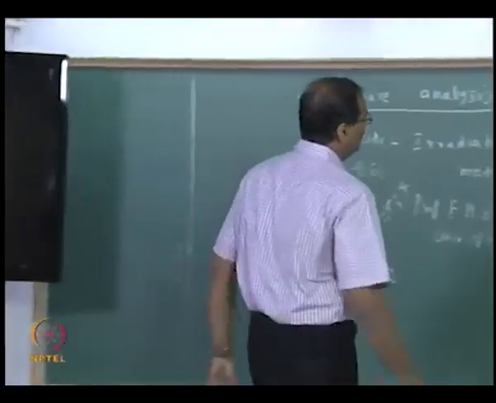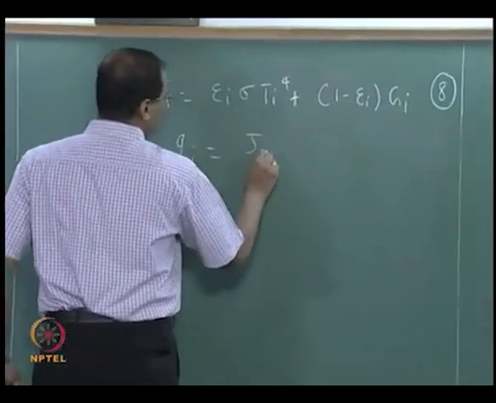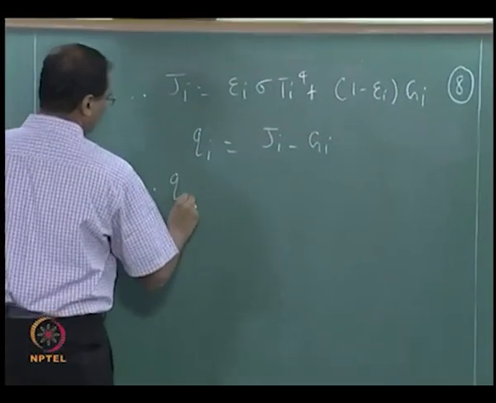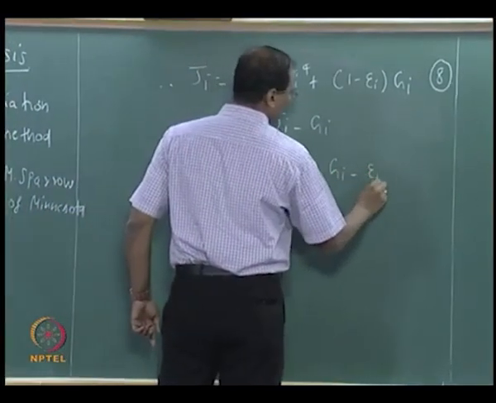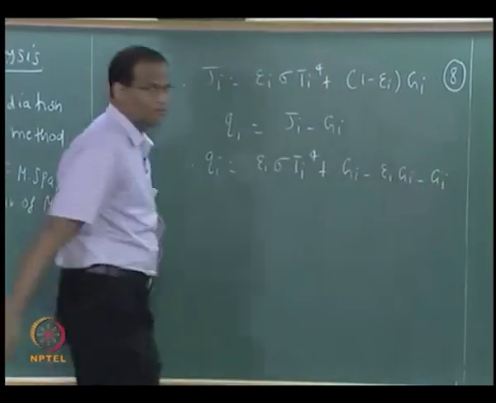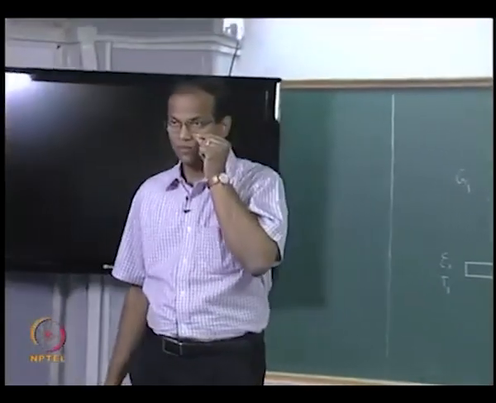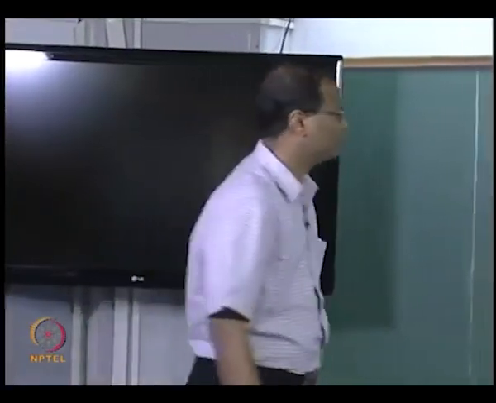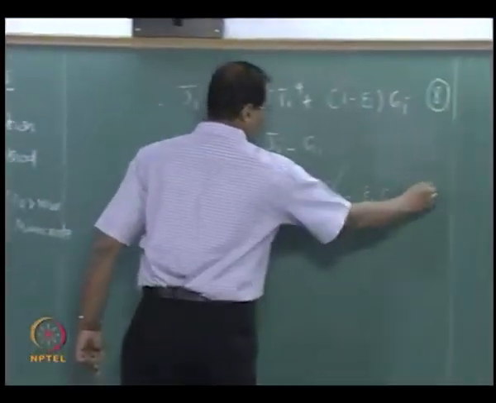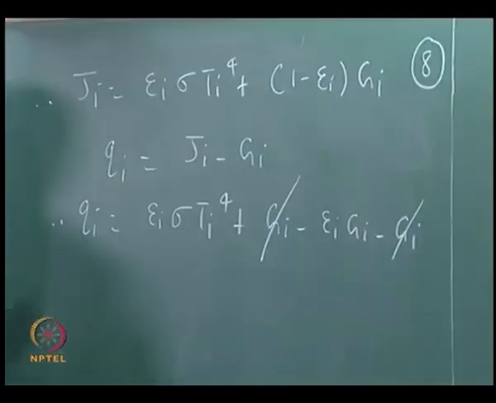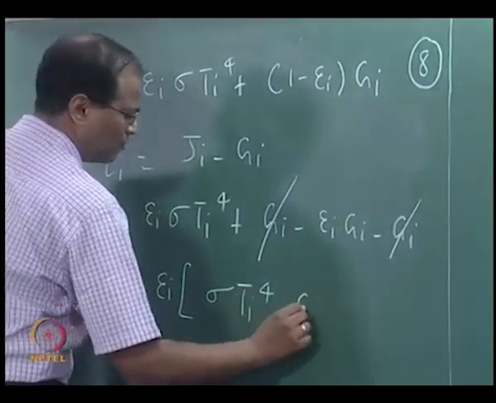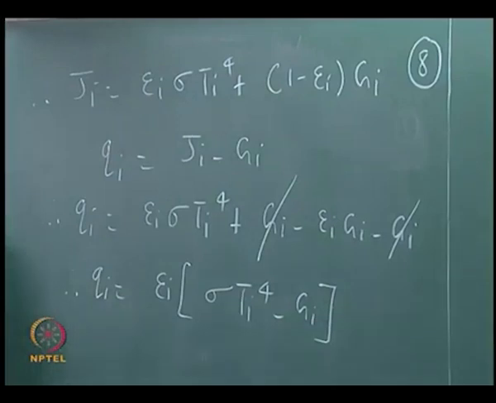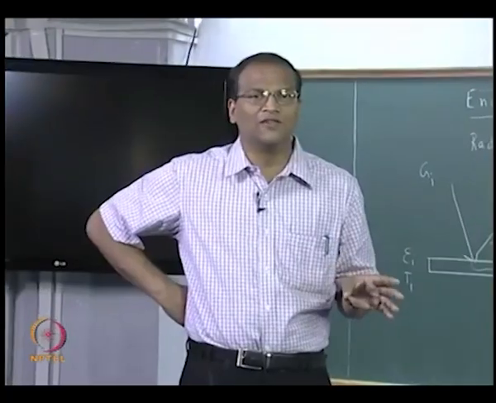Now Qi. So, if you are able to find just the irradiation on all the surfaces, you have solved the problem.